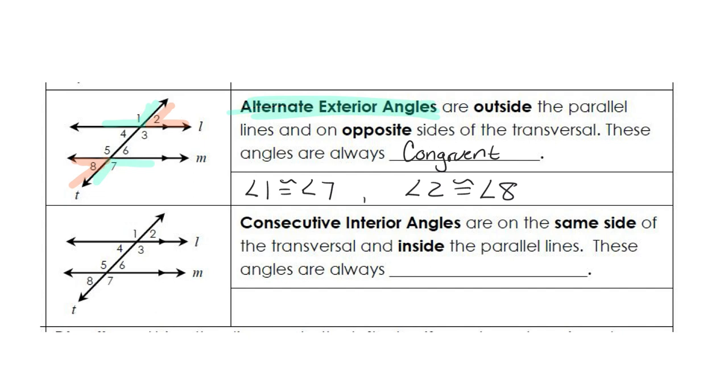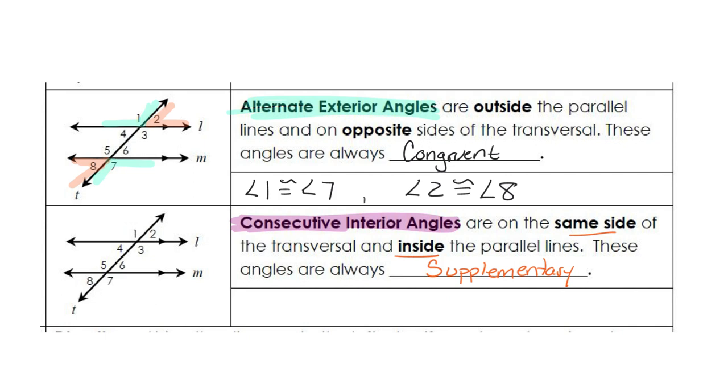And last but not least, we have consecutive interior angles. Let's look at our words and see what we have here. Consecutive means one after another. So they are going to be on the same side of the transversal and inside, because I had the word interior. And these are always going to be supplementary. Remember, supplementary means equals 180 degrees.